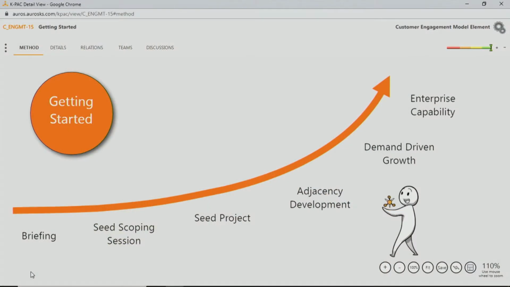So the second thing that we'll do is we want to scope out a project. We do this with our knowledge-aware consultants. They come in and they start to understand the information that's being used, the processes that you have within your organization, and we'll start to scope that project out.